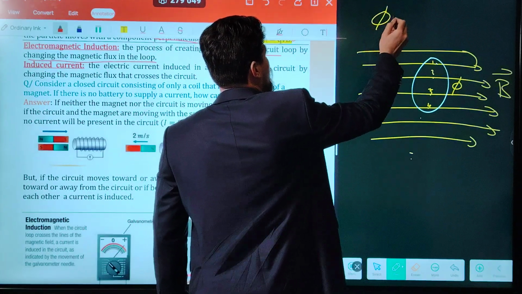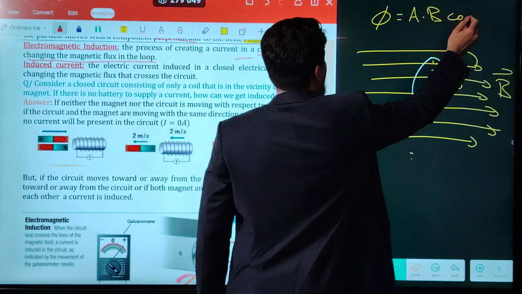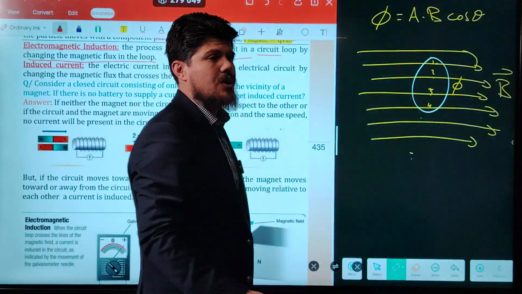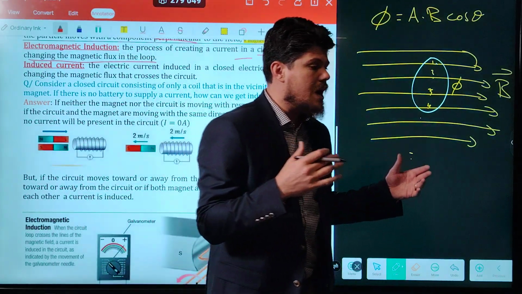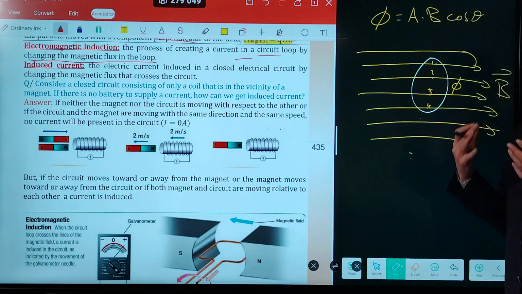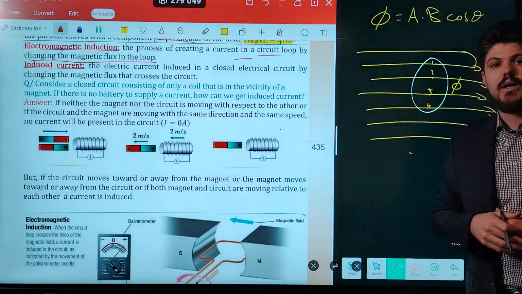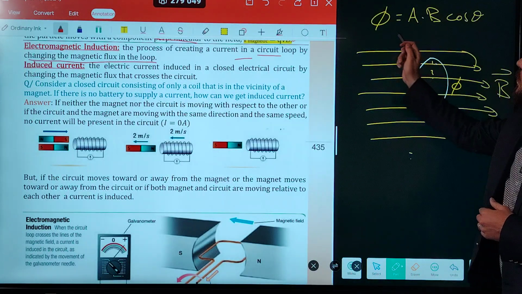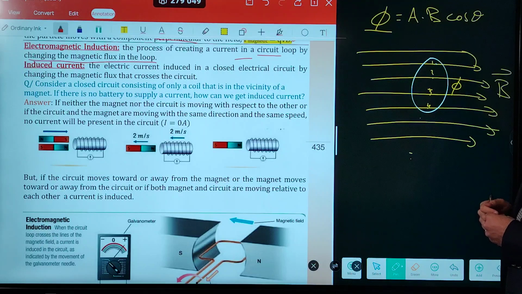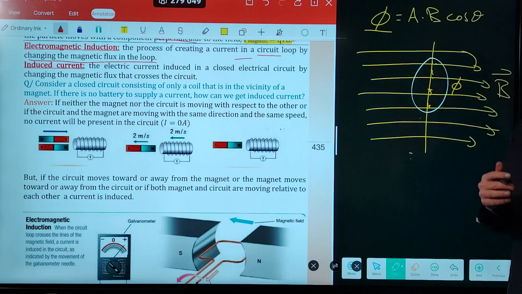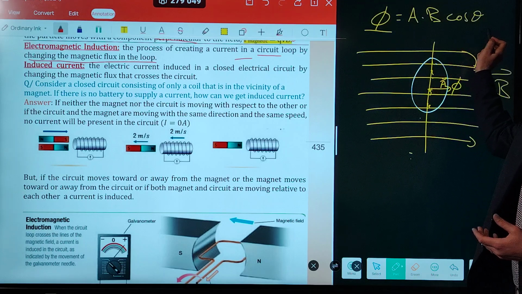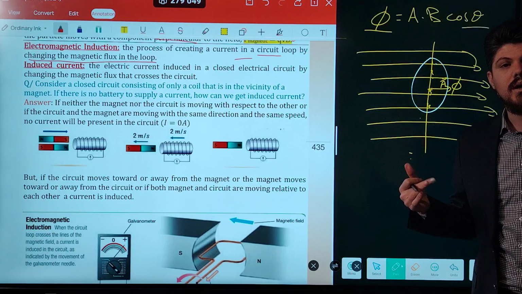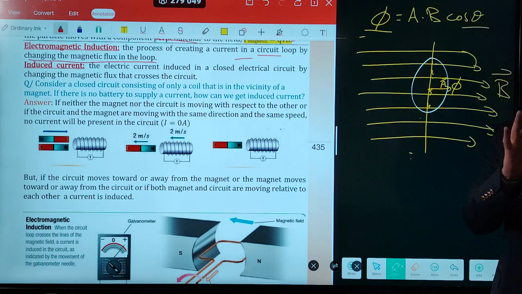How can you determine the magnitude of the flux? It is equal to AB cosine theta. If the plane of the loop is perpendicular to the field, the magnetic flux becomes maximum, because the maximum number of magnetic field lines passes through the loop. In that case the area vector is parallel to B, cosine 0 becomes 1, so flux takes its maximum value.